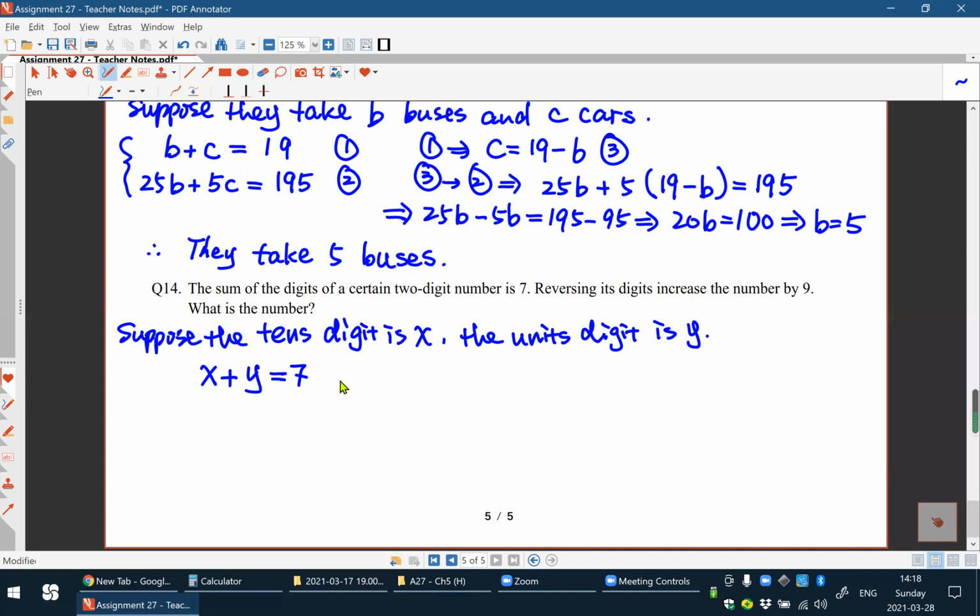So we know that x plus y is 7, right? If we reverse its digits, the number increases by 9. So that means the original number is 10x plus y, right? Originally, this is the quantity of this number. If we reverse it, that means the new number is 10y plus x, right? So which is larger? This one is larger, right? So this one subtracted by 9 is the original number, right? Understand? Okay, so we have two variables with two equations. It's not very difficult to find the solutions of x and y, right?